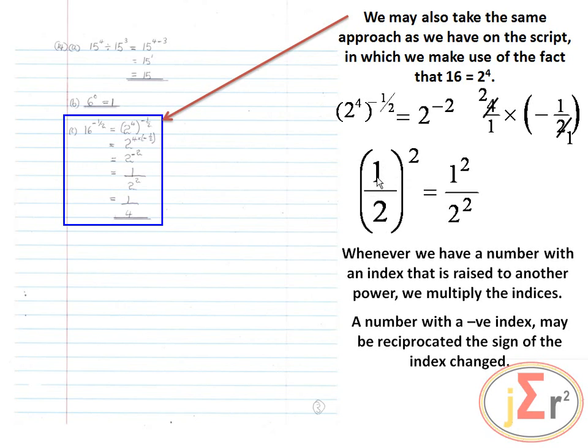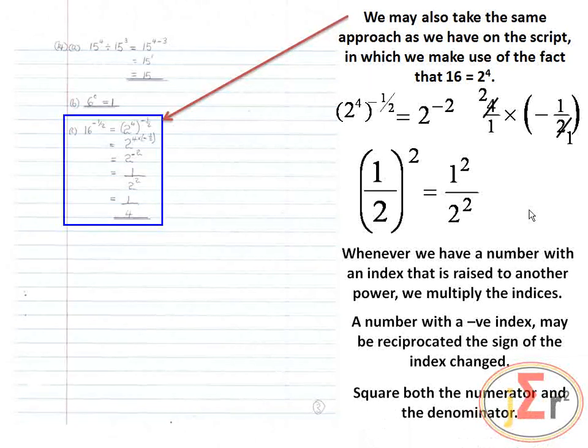By raising the numerator to the second power and raising the denominator to the second power. Square both the numerator and the denominator. 1 squared is not 2. 1 squared is 1. 1 squared is actually 1 multiplied by 1, and that gives 1. And 2 squared is actually 2 times 2, which is equal to 4.